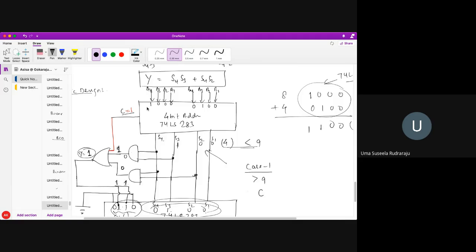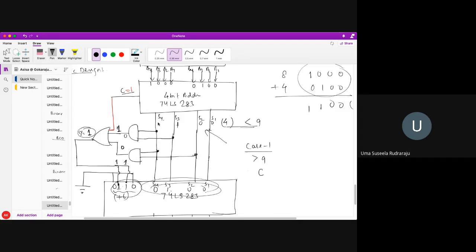Now do you understand or not? Tell me. Is it okay to you? Yes, sir. Okay, so I'm just doing this example, 8 plus 4, 1000 adding with 4. So I got here 1100. And the carry is 0. Here I got carry 0, because I have not got a carry here.